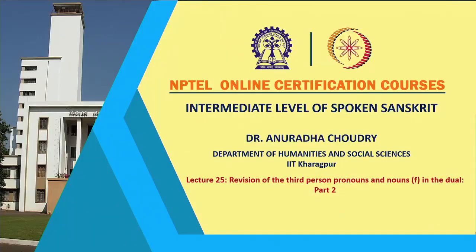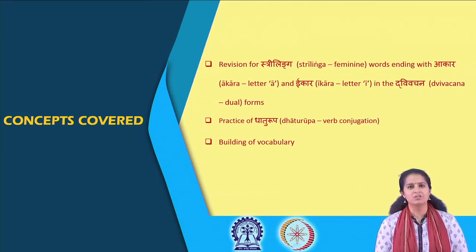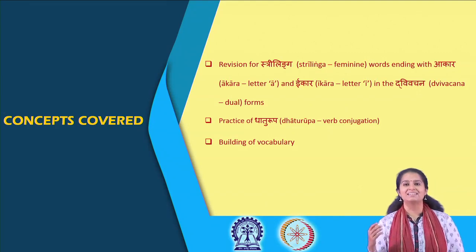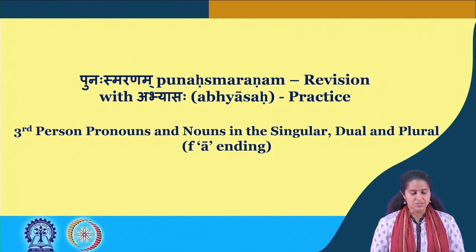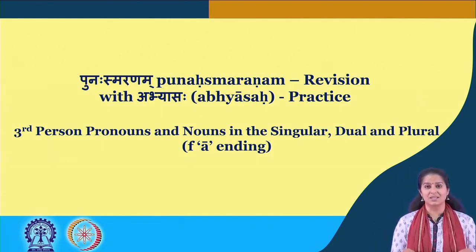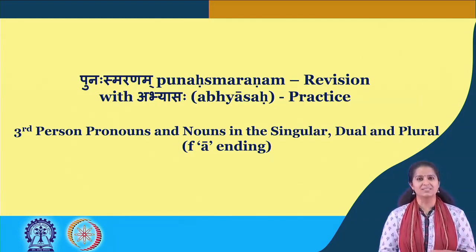So in today's lecture, which is lecture number 25, we will do a revision of the third person pronouns and nouns in the feminine in the dual, and this is part 2 and the final part of this particular series. So here we will do a revision of the Strilinga words ending with an A or an E, in the Dvivachanam. And I'll try and introduce you to maybe a few new verbs, and we will also try and build your vocabulary. So let's look at the third person pronouns and nouns in the singular, dual and plural forms, for the feminine words ending with the A.